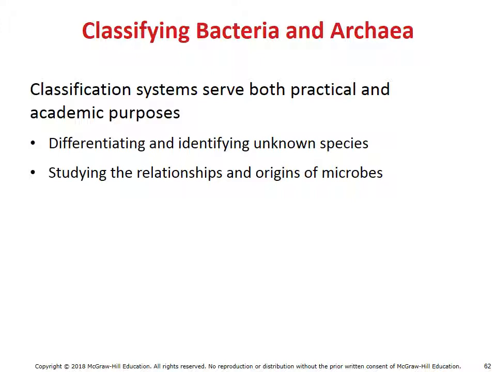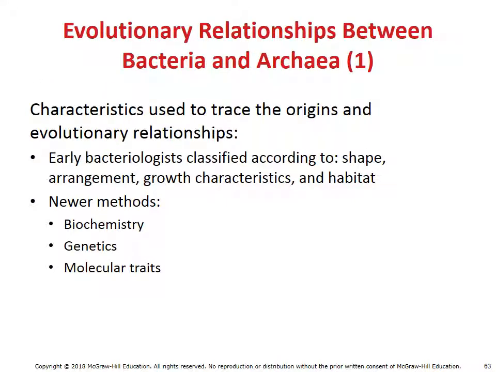Using rRNA, we get all the pluses that we can't gain from metabolic tests. Naturally, characteristics that help us understand evolutionary history, like shape, arrangement, growth characteristics, even habitat, were things we used to tip us off. But nowadays, things like biochemistry in terms of composition, genetics, or even traits at a molecular level are very important.